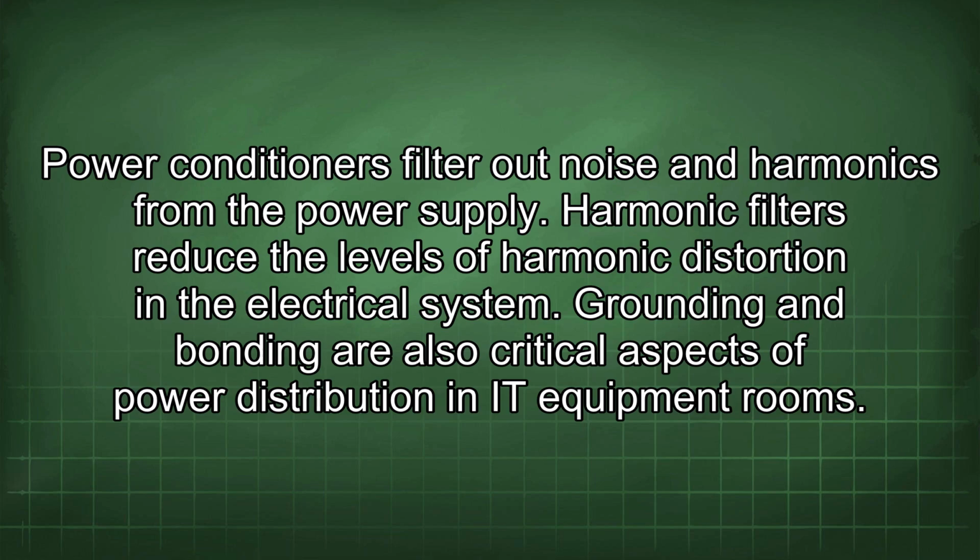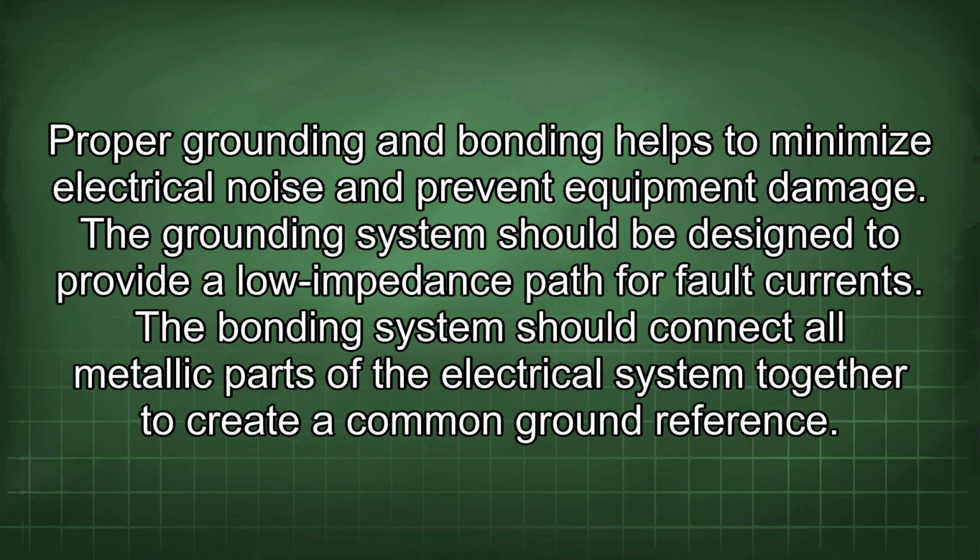Grounding and bonding are also critical aspects of power distribution in IT equipment rooms. Proper grounding and bonding help to minimize electrical noise and prevent equipment damage. The grounding system should be designed to provide a low impedance path for fault currents. The bonding system should connect all metallic parts of the electrical system together to create a common ground reference.